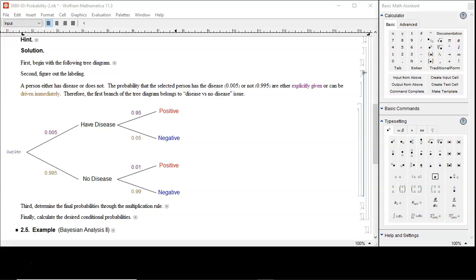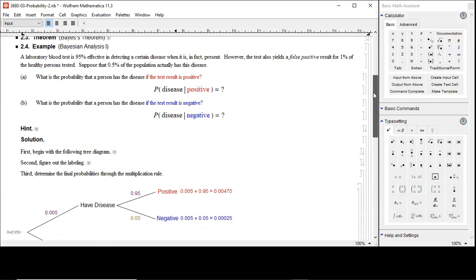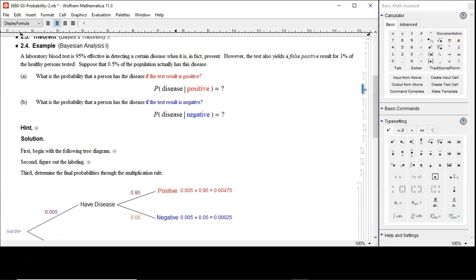And that computation yields these numbers. And then we can get the desired conditional probabilities. You see, what do you want here? This.